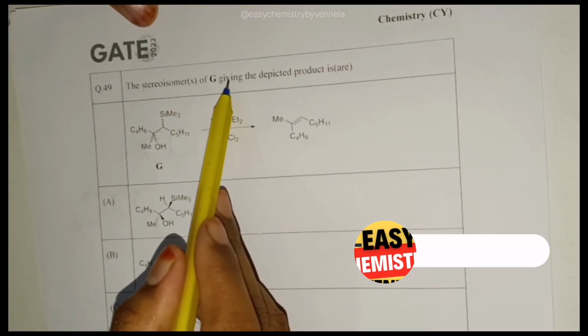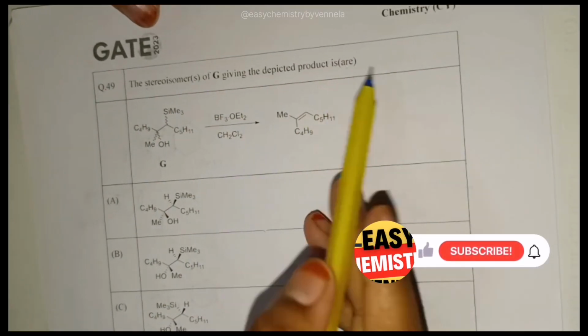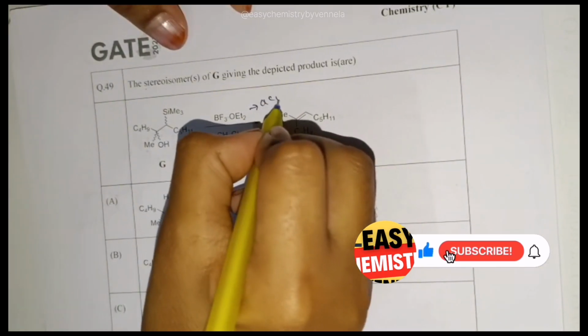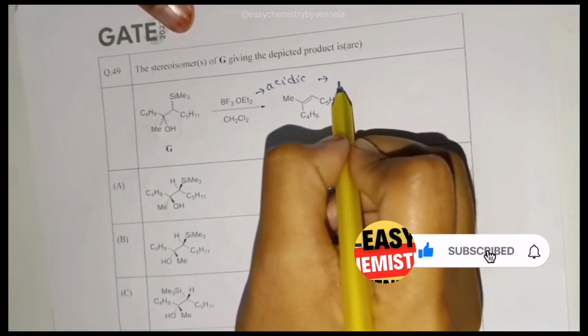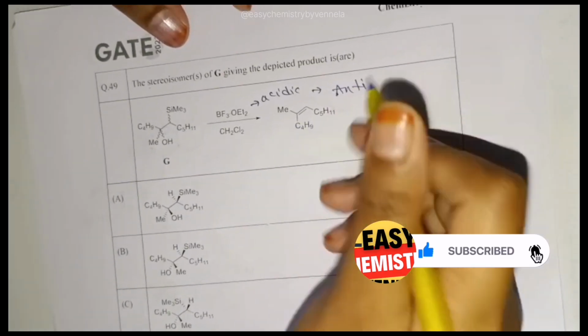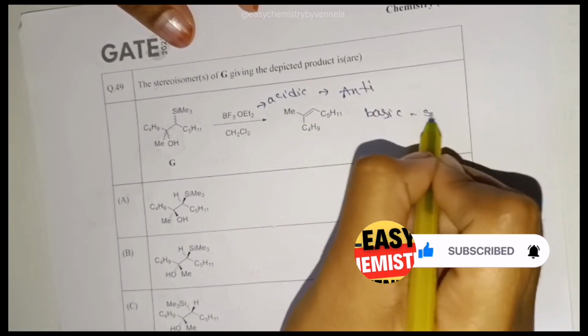So here, what are the correct options? A and C. C is our final product like this. Here A is this one. Sorry, this one. Because if the bond migrates here, it can form like this. So in this question, A and C are the correct answers. The stereoisomers given the product is, here this is acidic. Acidic means it can form anti. Basic means syn.